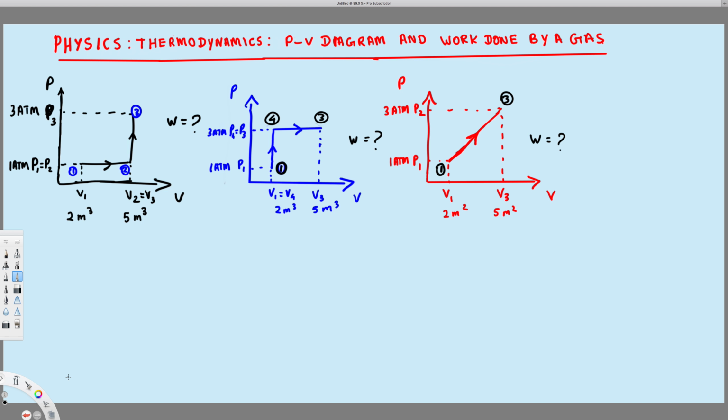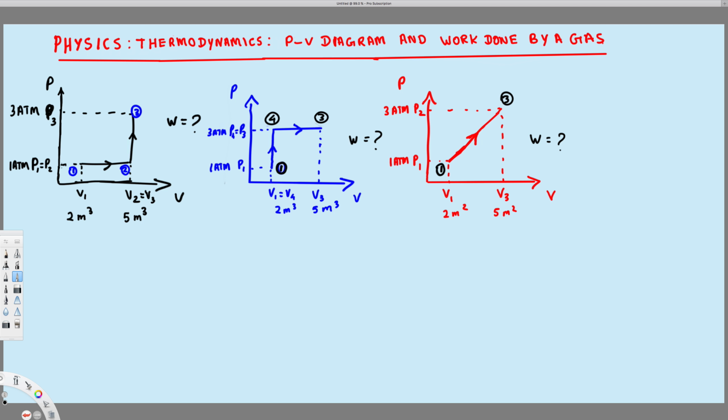Let's do this problem right here. So we have PV diagrams, and the question is asking to find the total work done in each diagram, right? So let's look at the first diagram that we have. Here we have this PV diagram, and the arrow is going from 1 to 2 and 3.